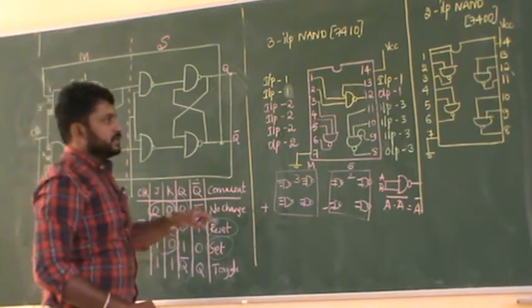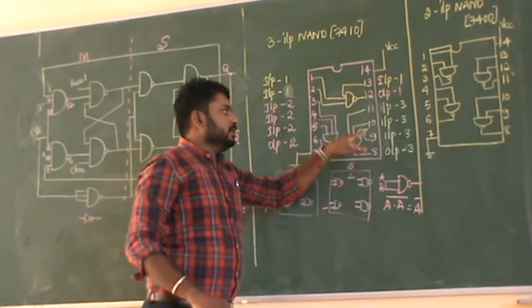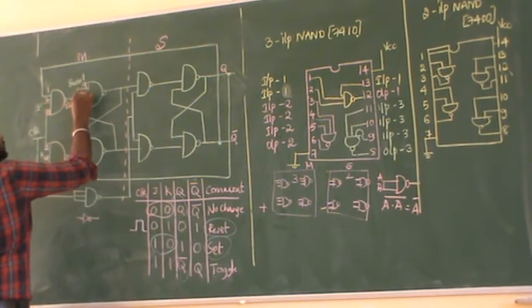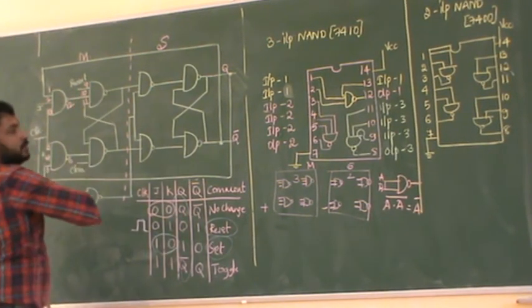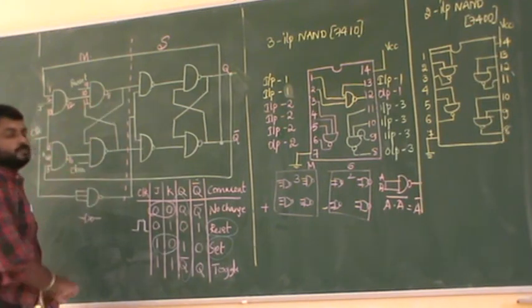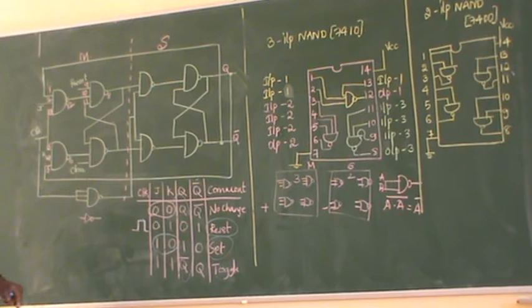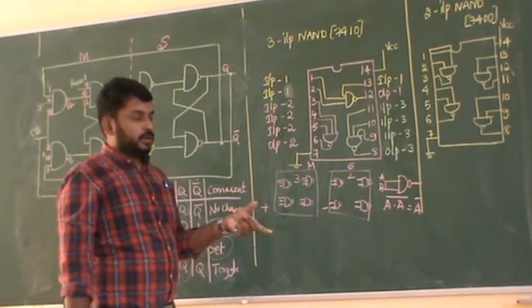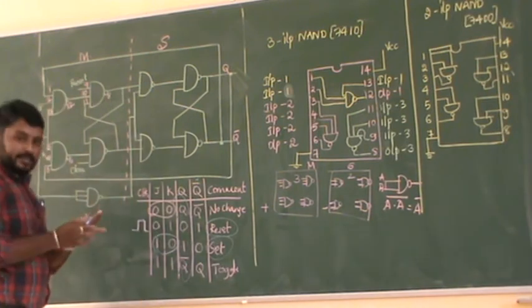Next, I will be using the third NAND gate here. 9, 10, 11 are the inputs. 8 is the output. Now I have to use one more NAND gate. I have to use one more IC. So I will be writing in a different section.